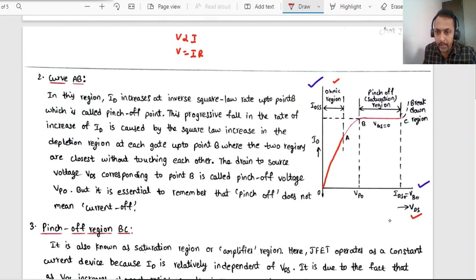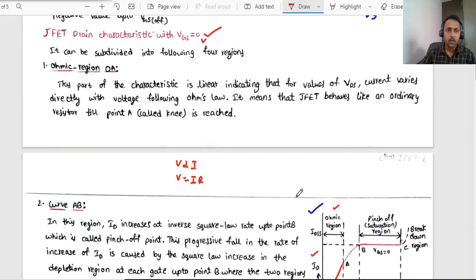Even though you are increasing the value of drain and source voltage, the current ID is also increasing, but this will not be the case throughout the operation. Up to a certain extent only it seems to be linear. After crossing one point, it won't be linear further. Now ohmic region, OA indicates the ohmic region. In this region the JFET almost behaves like an ordinary resistor.